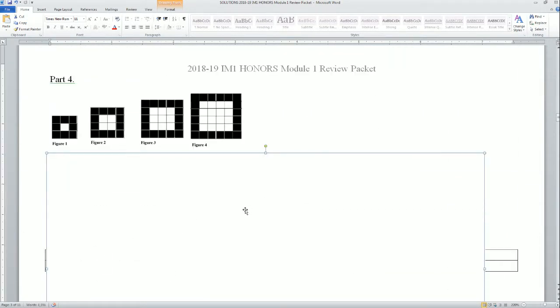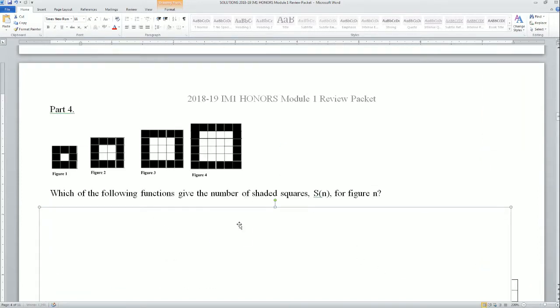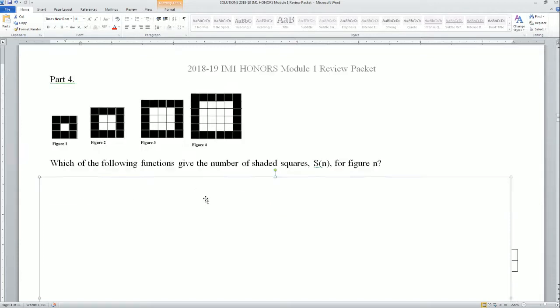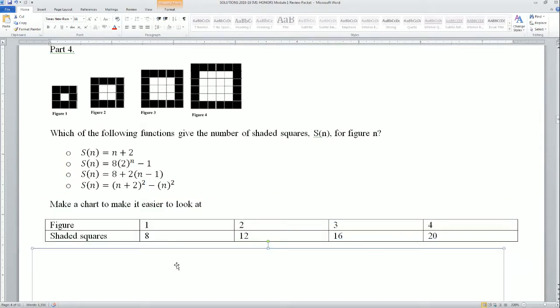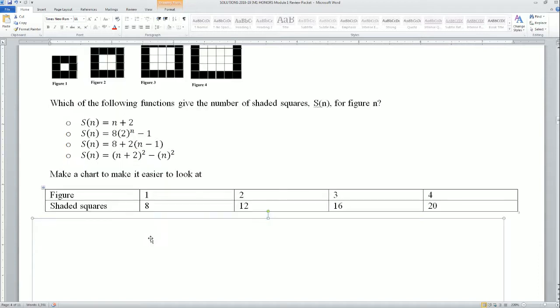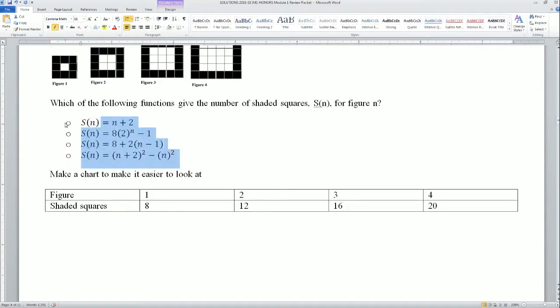4. We have this sequence here of shaded blocks. Which of the following functions gives the number of shaded blocks for figure n? There are multiple choices, so the best way I could do this is to put it in a table, in a chart, to make things much easier. Figure 1 had 8 shaded blocks, figure 2 had 12, figure 3 had 16, and figure 4 had 20. Okay, because I'm trying to generate these equations.